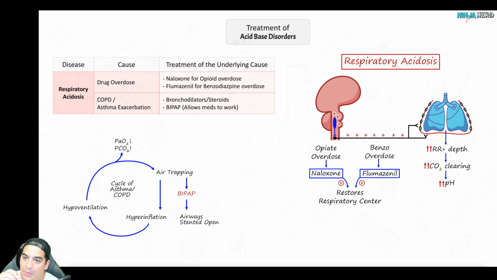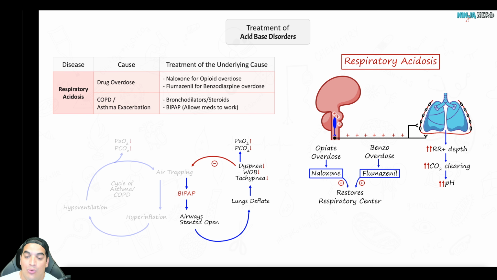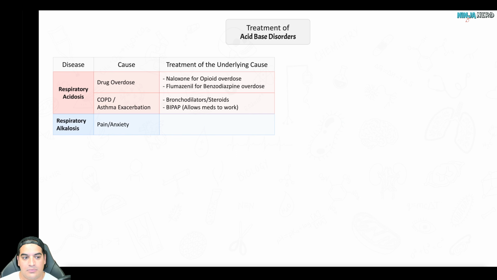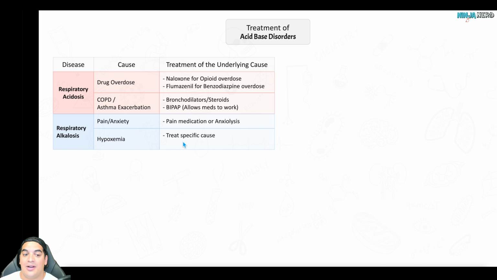BiPAP keeps the airways stented open and maintains that patency to deflate and get rid of their CO2. If you get rid of that CO2, you're going to now improve their actual respiratory acidosis and also reduce that need for constantly having to breathe faster and deeper. So you'll reduce their work of breathing significantly. Respiratory alkalosis, it's actually pretty straightforward. We talk about it a lot. Pain, anxiety: give them pain medication or anxiolysis. Hypoxemia: give them oxygen, but treat the specific cause.